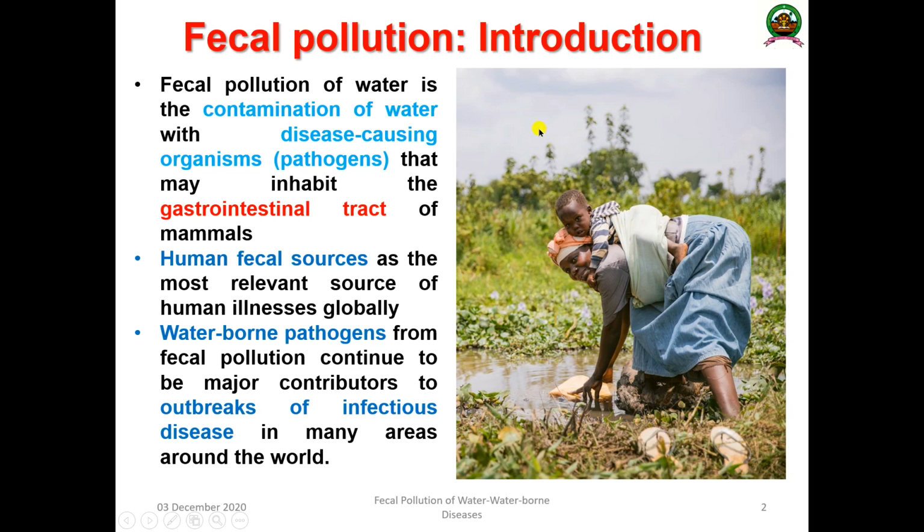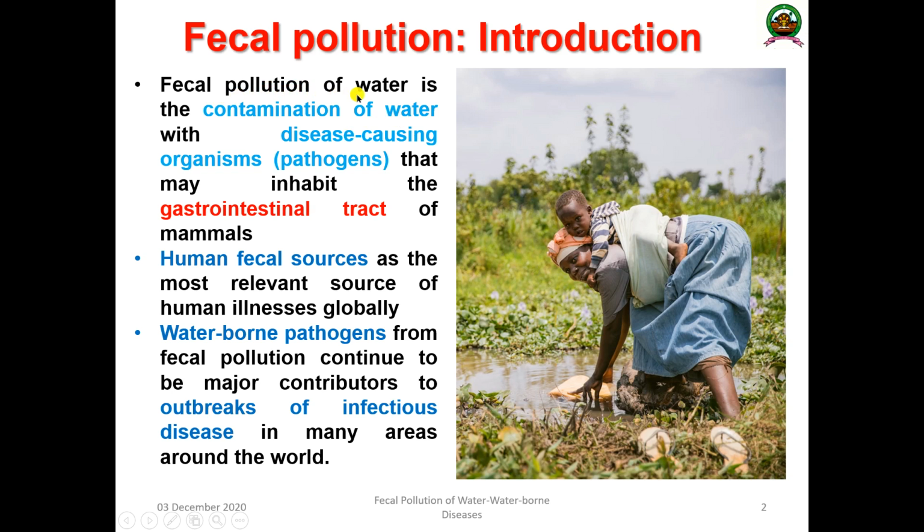Then, as you all know, water is one of the most important resources, and nowadays, due to human interference, we do not have water in all seasons. There is scarcity of water everywhere, and one of the main reasons for water acting as a transmitter of infection is fecal pollution or fecal contamination in the water. We are going to discuss what we mean by fecal pollution and how water is transmitting so many diseases through this fecal pollution.